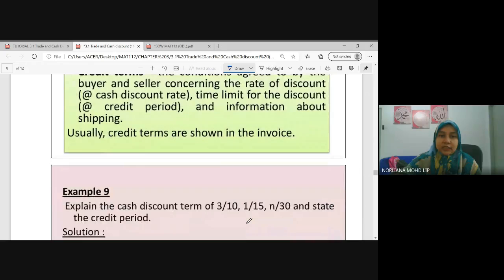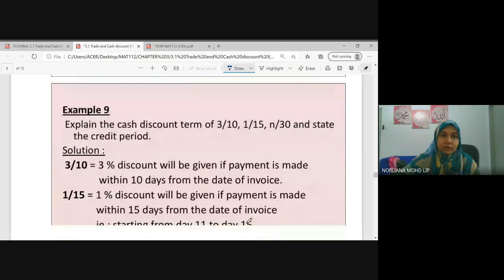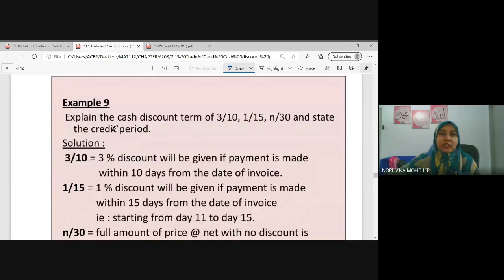Okay, look at these cash discount terms. Example 9. Explain the cash discount terms of 3/10, 1/15, and net 30, and state the credit period. Okay, 3/10. The 3 at the start, and then the 1 at the start, represents the amount of discount. Net means no discount.